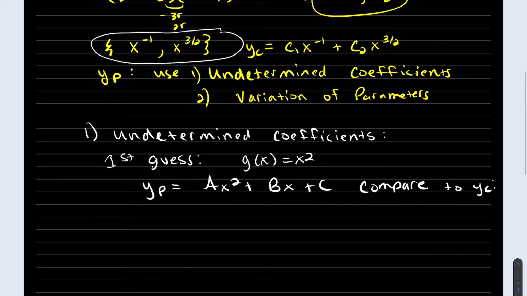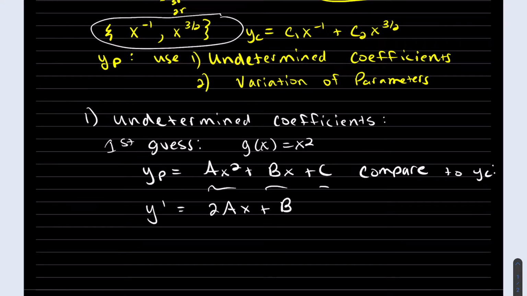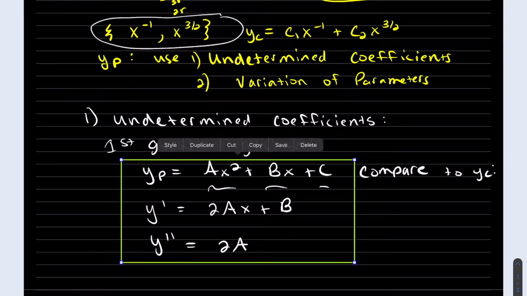Every term here is independent. We have a power of 2, 1, and 0, and negative 1 and 3 halves are not the same. They're independent. So therefore, that's our guess for y. So our y, my y prime, y double prime, and we'll plug this into our original.